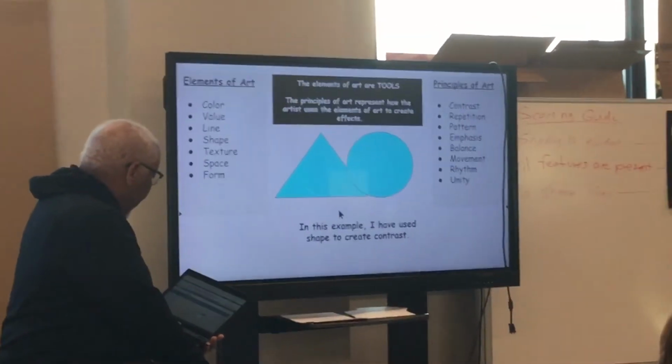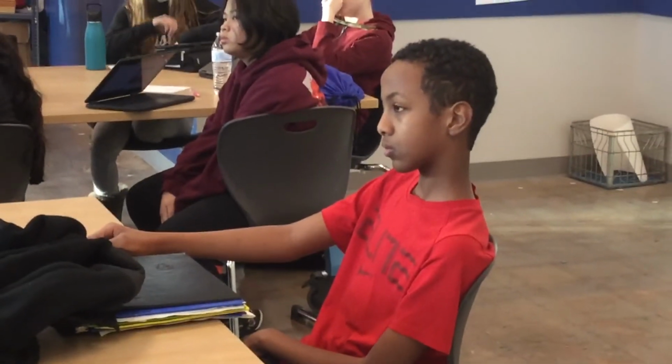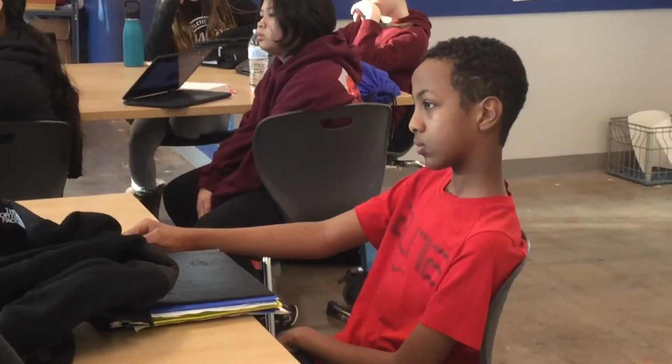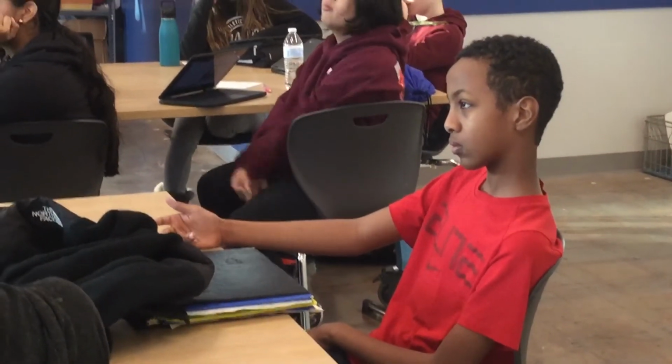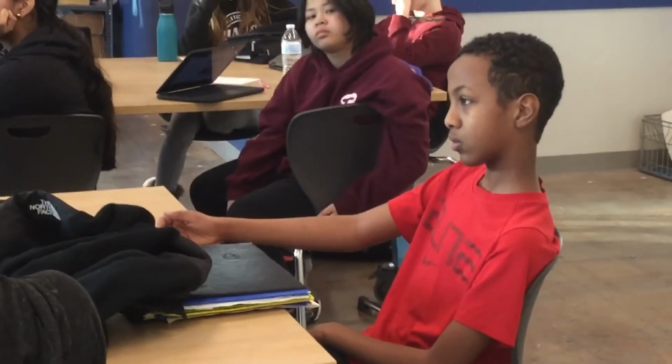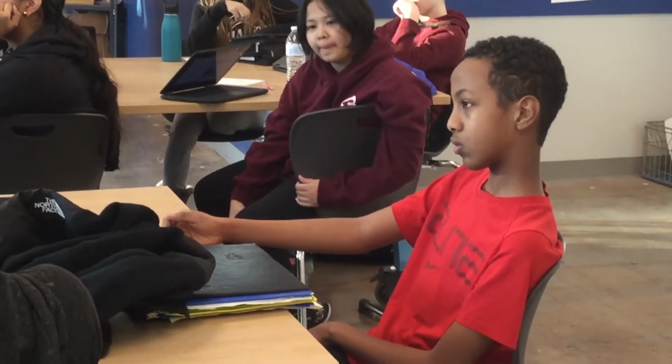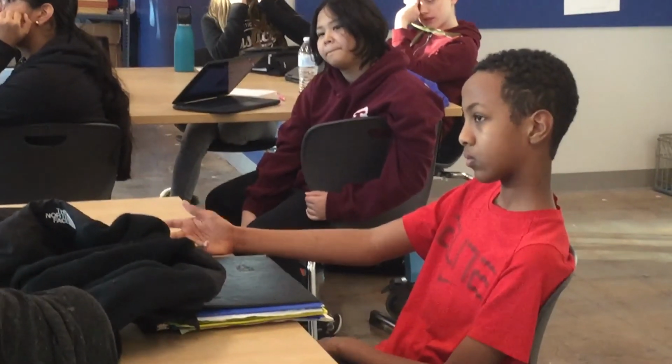Okay, Hashi, this creates contrast. These are two shapes, they're the same color, so how is the contrast created? What is the contrast? Okay, but how? How are the shapes different? One is a circle and one is a triangle. Okay, Selena, were you going to add more?